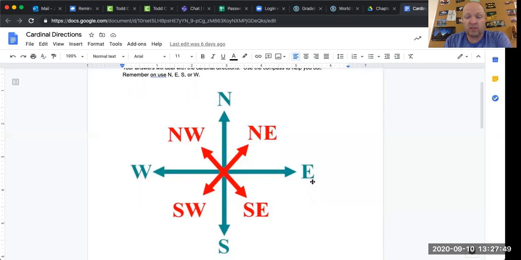Important. People think, well, this is baby stuff. It's not. I know we have fancy computers and cell phones and satellites that tell us all this stuff, but it's important to know this stuff. Because remember, people back in the day didn't have all that. So they had to use different tools to help them: the sun, the stars, those types of things. So north, east, south, west. These are going to come in handy here.